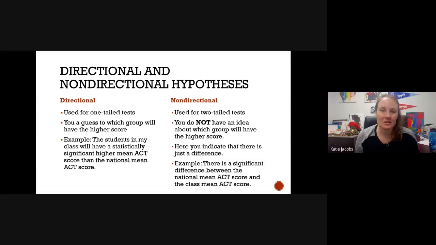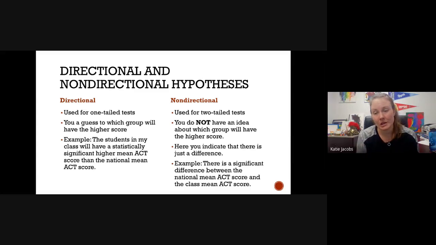And then when we have non-directional hypotheses, again, we use those for two-tailed tests. Make sure to remember that directional and non-directional connects to the hypotheses. The one or two-tailed test connects to the actual statistic that we're doing. So with the non-directional hypotheses, we do not have an idea about which group will have the higher score. Here, we just indicate that there's a difference.